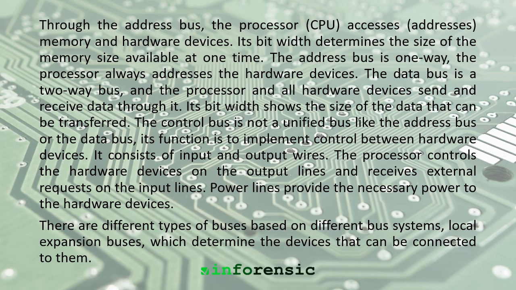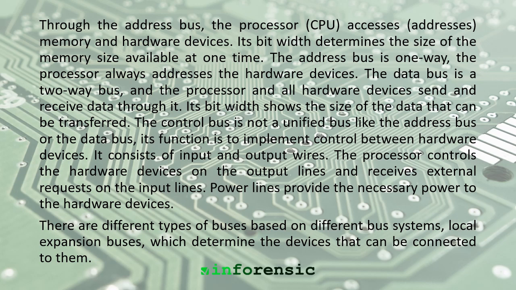The address bus is one-way, the processor always addresses the hardware devices. The data bus is a two-way bus, and the processor and all hardware devices send and receive data through it. Its bit width shows the size of the data that can be transferred.